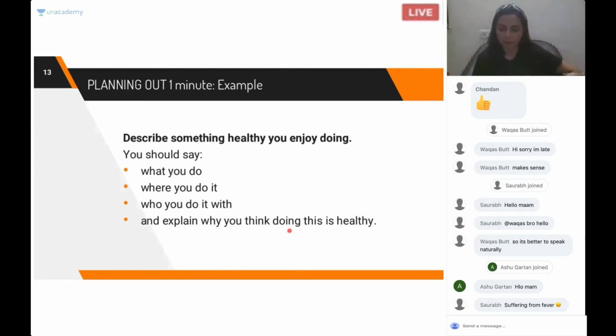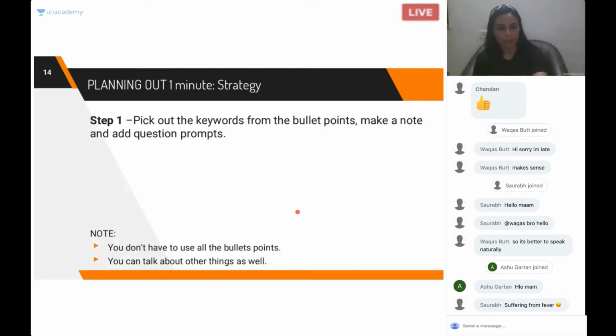So I've put up an example, and while going ahead with the example, I'll tell you how you can plan out your 1 minute. So the question here says, you get a cue card or your topic card, and it says describe something healthy you enjoy doing, followed by you should say what you do, where you do it, what you do with it, and explain why you think doing this is healthy. Right? So this is your question. So we'll see step by step what we are supposed to do in this.